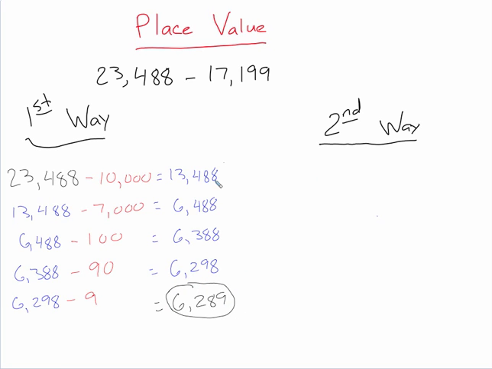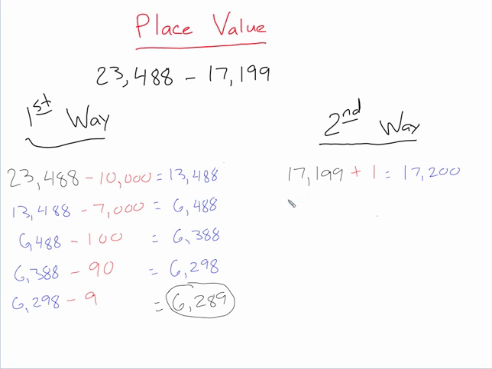Now we're going to double check it over here, and the way that we double check it is we're going to start at the smallest number, 17,199, and we're just going to add up to where we need to be, to the 23,488. The great thing about this way is you can add it any way you want, any intervals. So the first thing I'm going to add here is 1 to bring me to a friendly number, as we call it, or a landmark number.